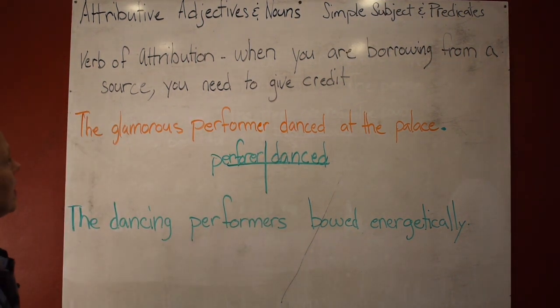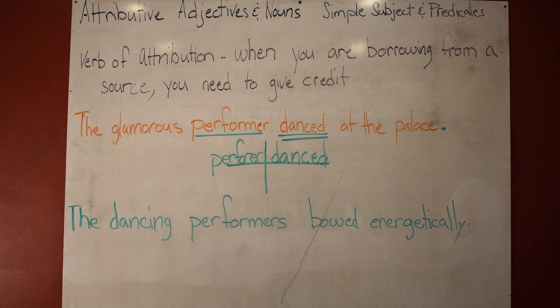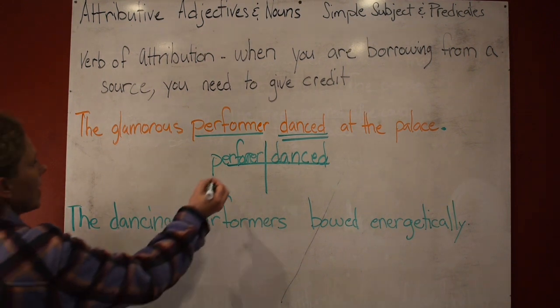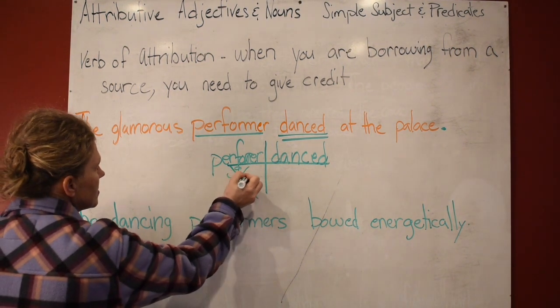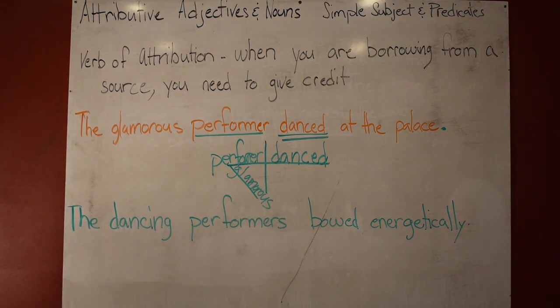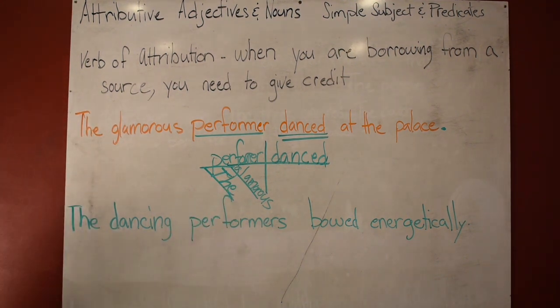Okay, now we have our verb and we have our subject. So we have an attributive adjective describing performer. Oops, I forgot my M in there. Describing performer. What is it? Glamorous. Let's put that down. Now we also have an article describing performer, the performer. And it's "The." We're going to capitalize it because it's at the beginning of the sentence.